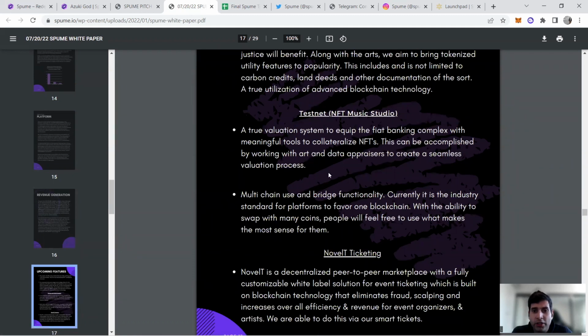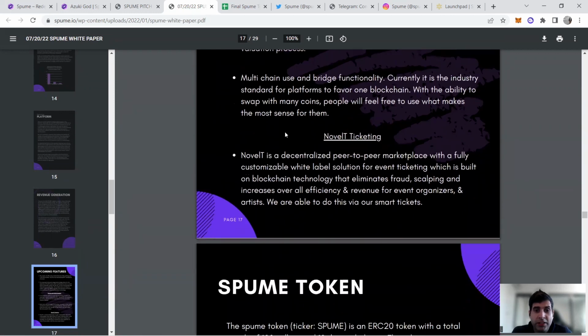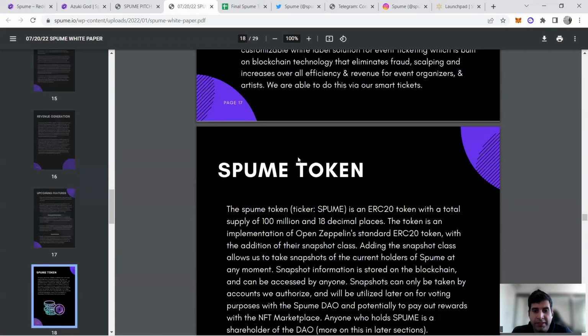It's more to also bring the music element into the NFTs and make it more realistic than just being a picture. And they also have the multi-chain functionality. The other thing is the partnering with Novelty Ticketing, which is a decentralized peer-to-peer marketplace for a customized white label solution for events and also ticketing. So this is the second one basically that they have.